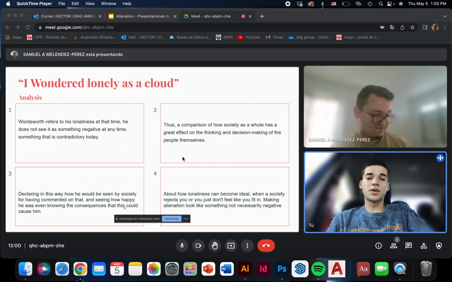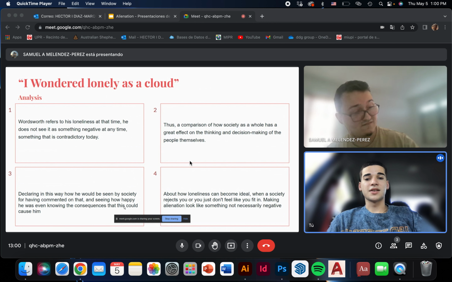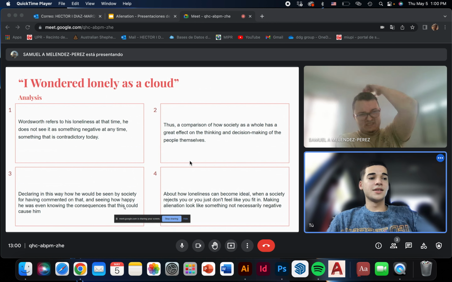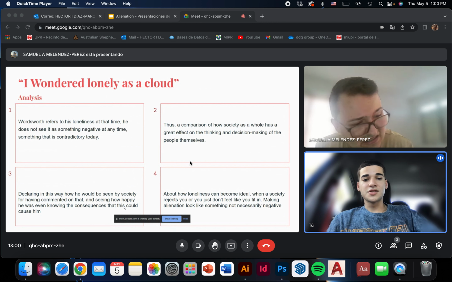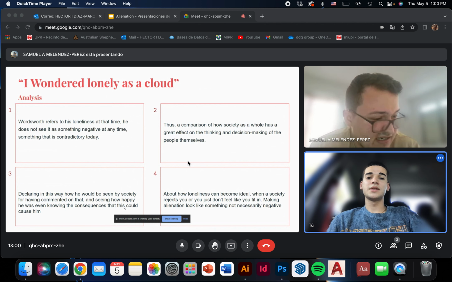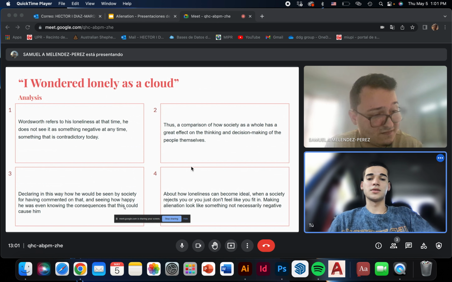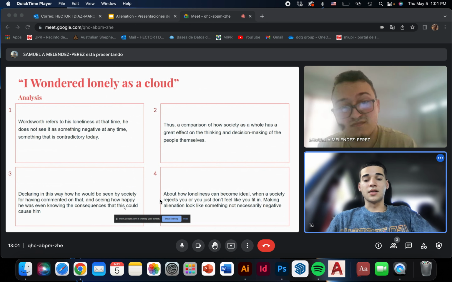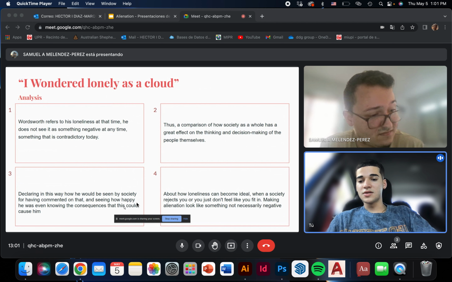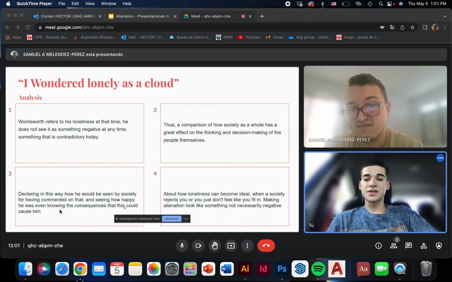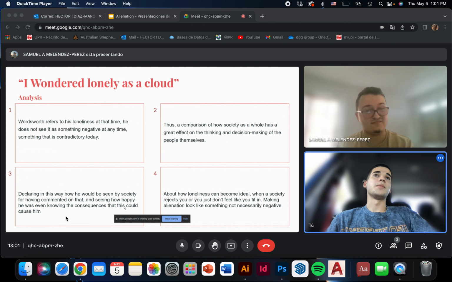The second one is a comparison of how society as a whole has a great effect on the thinking and decision making of the people themselves. That's another idea that Wordsworth shows in his poem. Number three declares in this way how he will be seen by society for having commented on that, and seeing how happy he was, even knowing the consequences this could cause him.